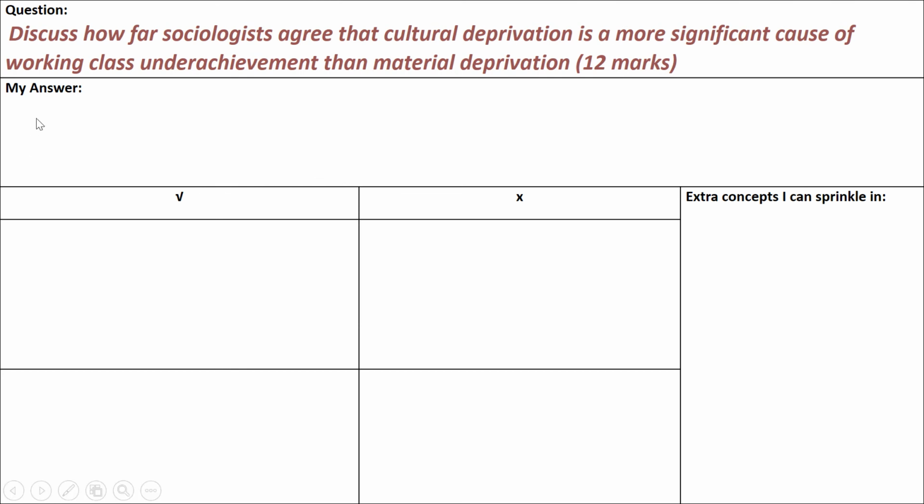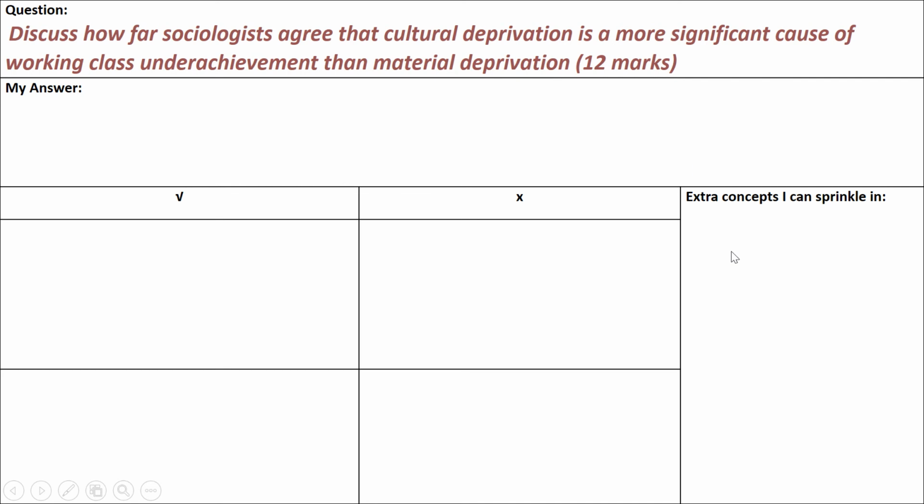So, which side are you going to say is the best? And what are going to be your reasons for saying cultural deprivation matters and your reasons for saying material deprivation matters? Probably want to think about having at least 2 points on one side and at least 1 on the other side. Whichever way around you do it, doesn't really matter. And what concepts can you put into your answer?